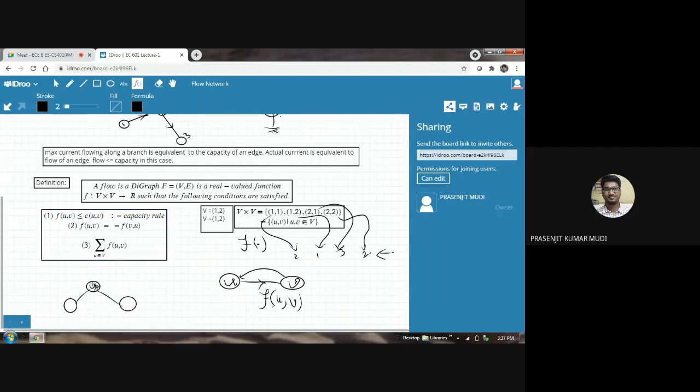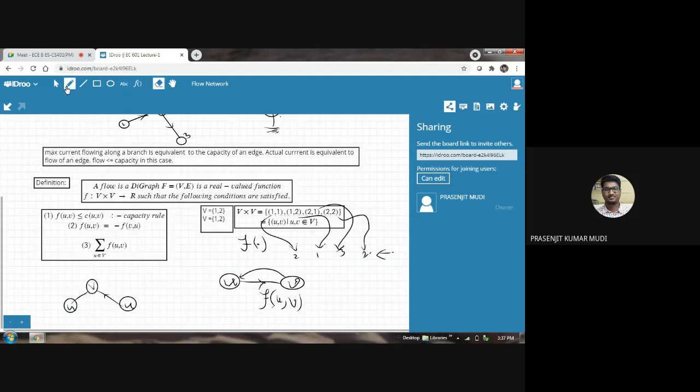So for all U, V is fixed. So that means this can't be U, this is fixed. This is V. And there may be many U. This may be U, this may be U. So that means you can have many edges, and directions are like this.